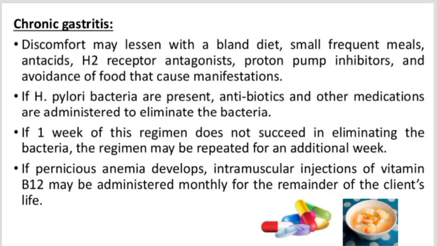If H. pylori bacteria are present, antibiotics and other medications are administered to eliminate the bacteria. If 1 week of this regimen doesn't succeed in eliminating the bacteria, the regimen may be repeated for an additional week. If pernicious anemia develops, intramuscular injections of vitamin B12 may be administered monthly for the remainder of the client's life.